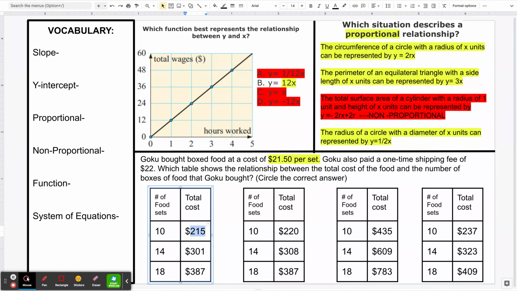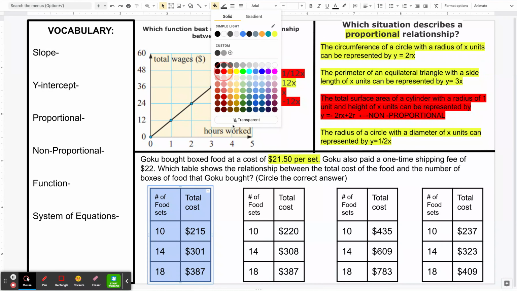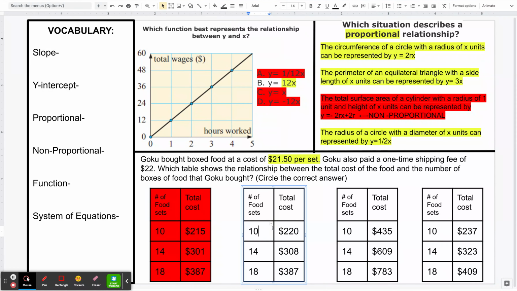And while it is true, it's 21.50 per set per X, and you get 215, you're forgetting about the one-time shipping fee. This is the plus or minus at the end that makes it non-proportional. So it cannot be A. This one is not possible. And a lot of you fell for that trick. We do not want A. That one's out. I'm going to color it red because it's out.